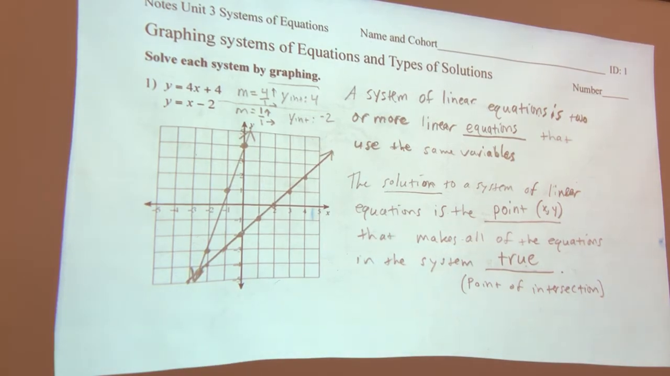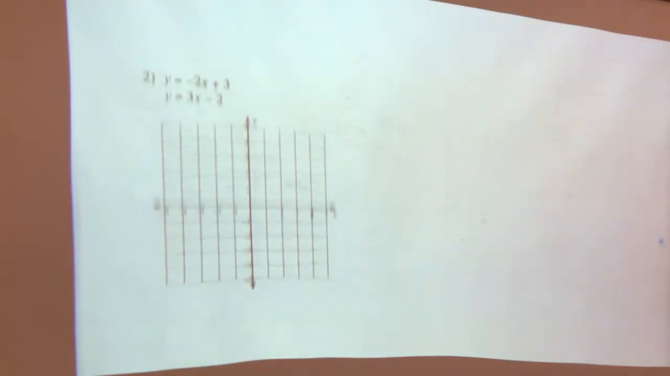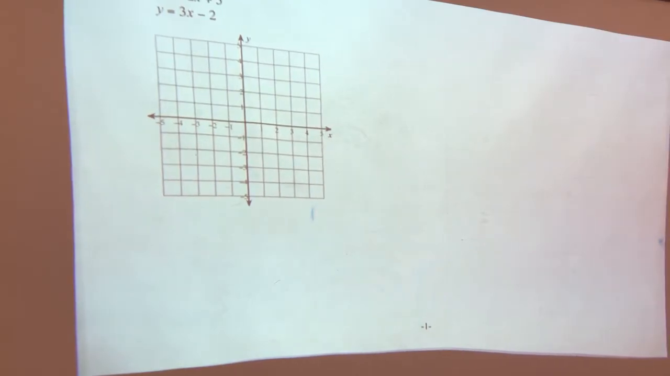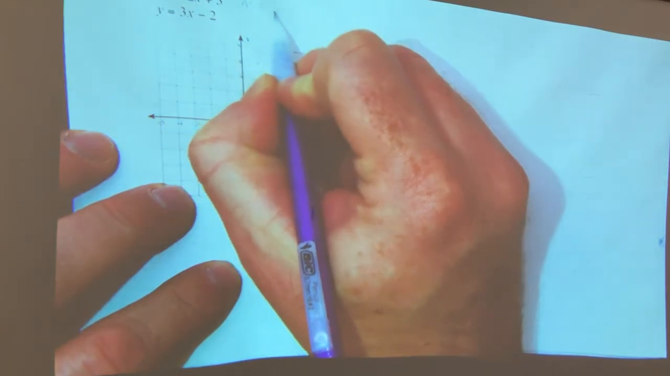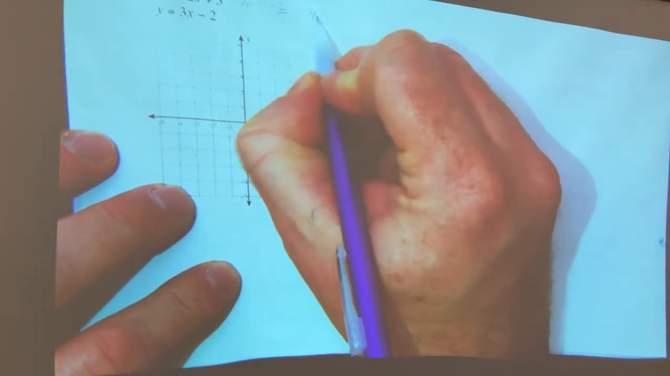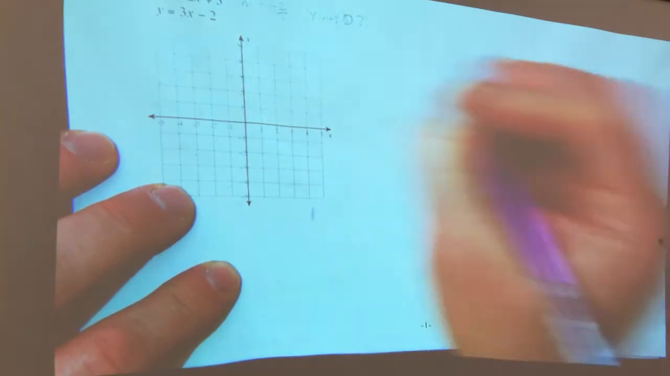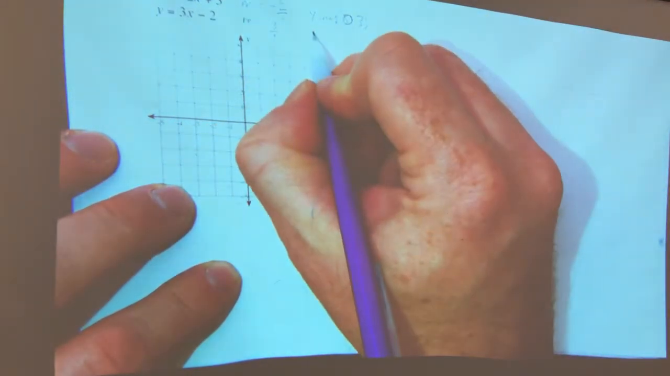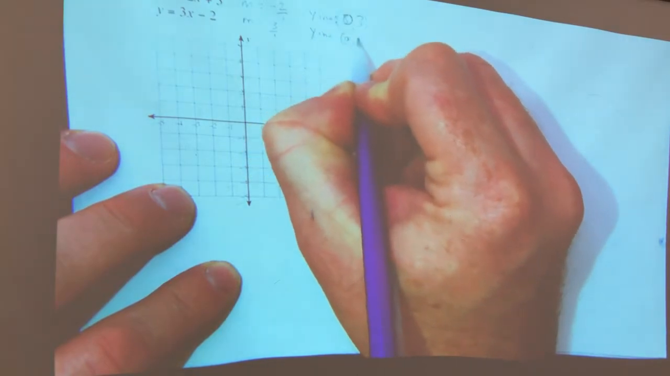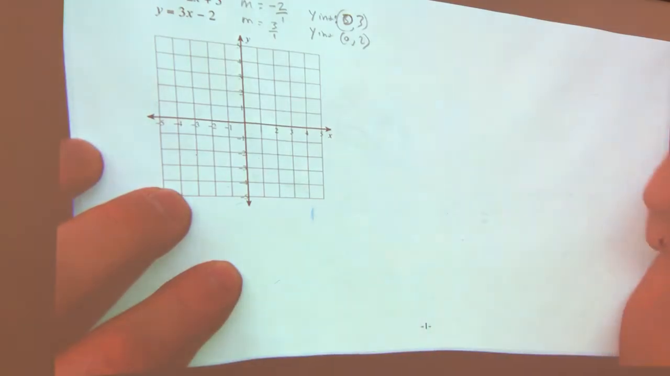So let's do another example. Here we have the equation y equals -2x plus 3. We have a slope of -2 over 1 and a y-intercept of 3, or (0, 3) we should say. And here this line has a slope of 3, or 3 over 1, and this y-intercept is (0, -2). So we're going to graph both these lines, and we're looking for the point where they cross. Their point of intersection is the solution.